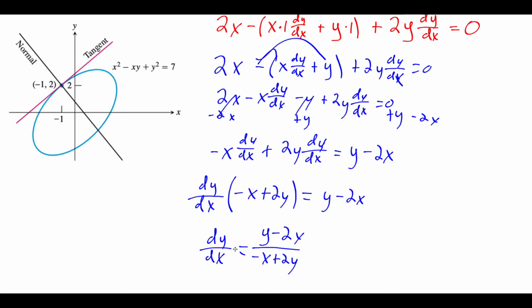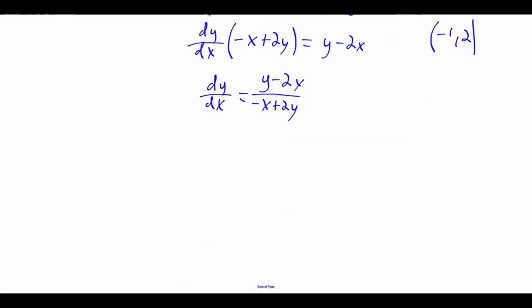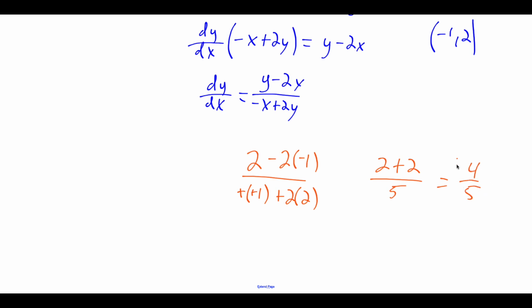But we're not done, because we were asked to look specifically at the point -1, 2. So now we're going to take that x and that y and plug them into this derivative where they need to go. So then this is going to say 2 minus 2 times -1 over negative 1 plus 2 times 2. On top, -2 times -1 turns into positive 2. So the top is just 2 plus 2. On bottom, this double negative in the front turns positive. 2 times 2 is 4. So we get 5 in the denominator, 4 in the numerator. So we've got that 4/5 as our slope.